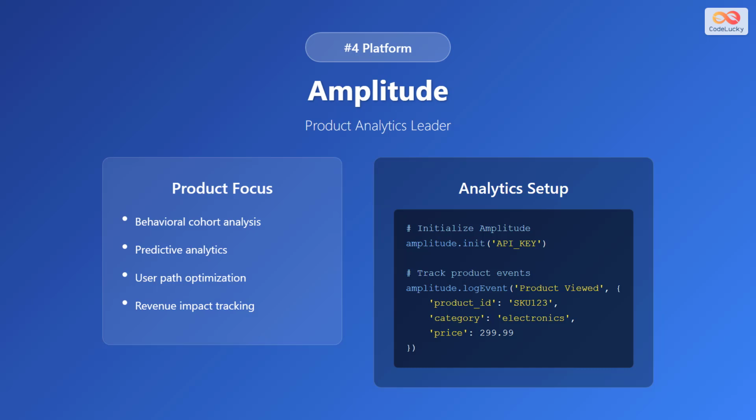Here's how to set up Amplitude and track product events, such as when a product is viewed. You can initialize Amplitude with your application programming interface, or API, key and log events with details like product ID, category, and price.